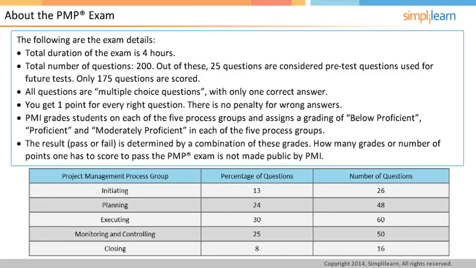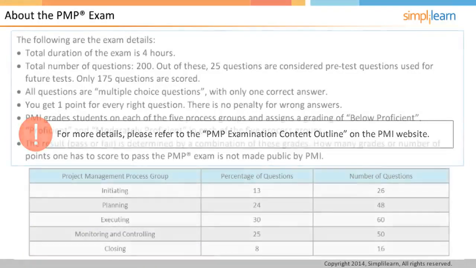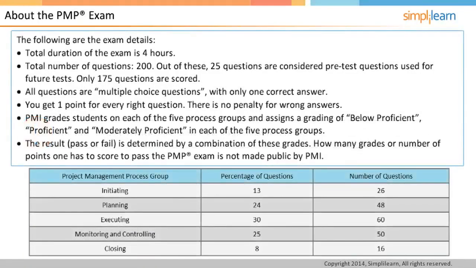How many grades or number of points one has to score to pass the PMP exam is not made public by PMI. The questions in the PMP exam are related to various aspects of project management. These aspects are project initiation, planning, executing, monitoring and controlling, and closing. We call these aspects process groups. For more details, please refer to the PMP examination content outline on the PMI website. Let us next discuss the PMP exam syllabus.